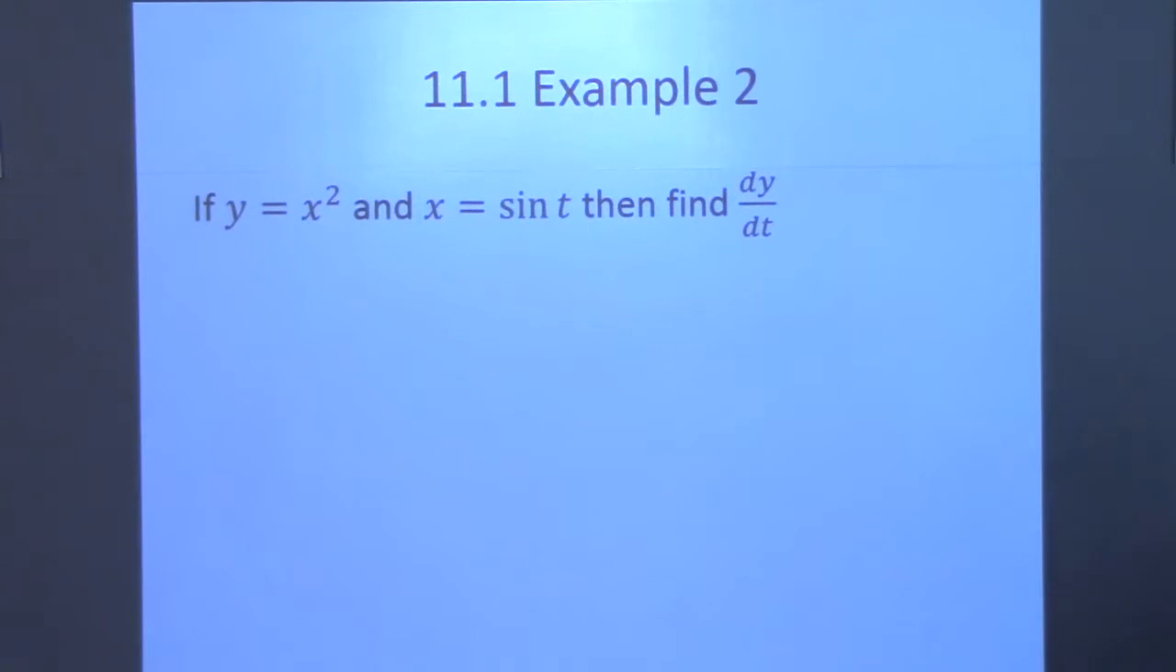So how would we differentiate this? How could we find dy dt here? Plug in sine t for x. You could replace x with sine t, right? So let's just do it that way.